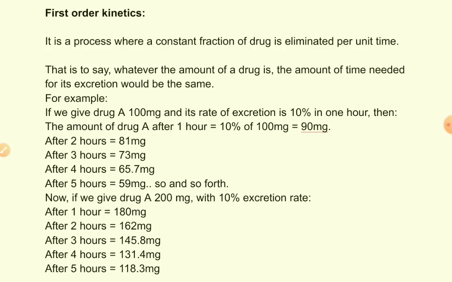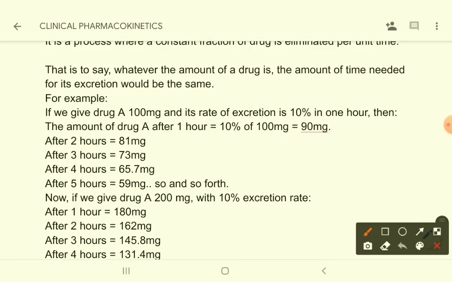milligram and its rate of excretion is 10% in 1 hour, then after 1 hour 10% of the drug will be excreted. That means 10 milligram will be excreted. So the remaining drug will be 90 milligram within the body. Then after 2 hours 10% of 90 milligram will be eliminated. So 10% of 90 milligram is 9 milligram.